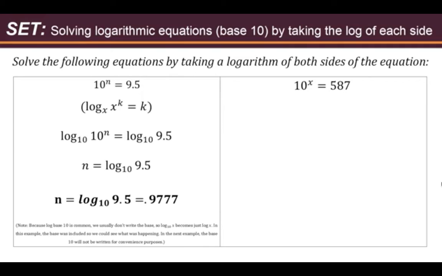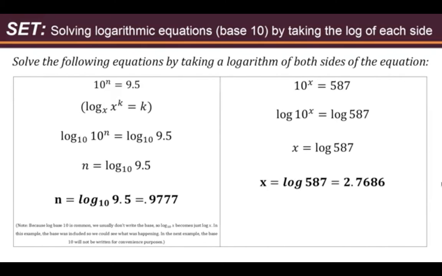In our second equation, 10 raised to the x equals 587. Just as in the previous example, we need to take a logarithm of both sides in order to solve for x. So, log of 10 to the x equals log of 587. Since log of 10 to the x equals x, we now have x equals log of 587. We enter this into our calculator to get the answer. x equals log of 587 equals 2.7686.